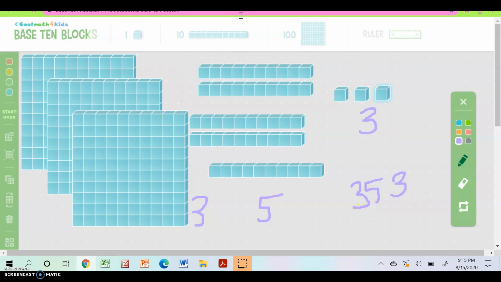Now, in your assignment today, you're going to see sets of place value blocks built for you, very similar to these blocks. Then you need to count them, and you need to type the value, the standard form of those blocks.